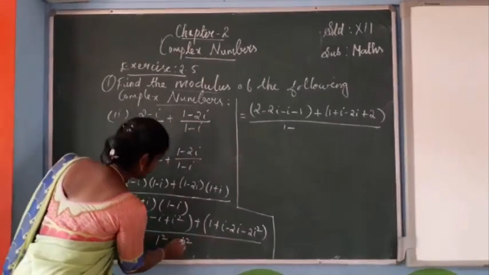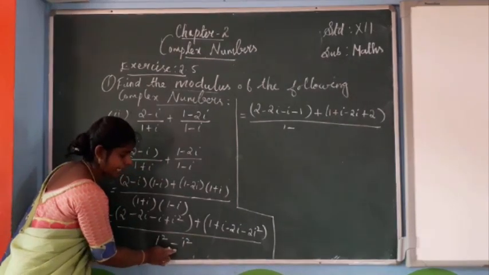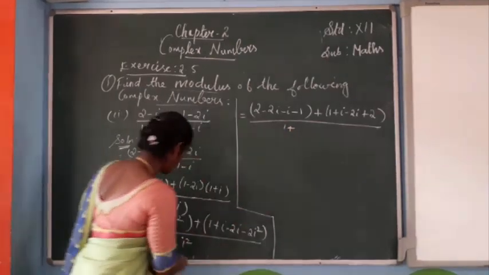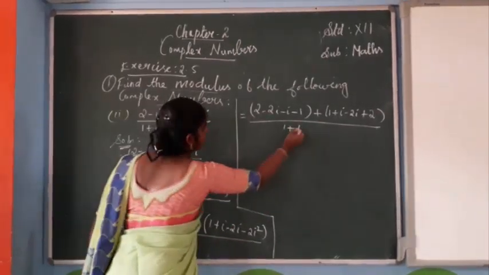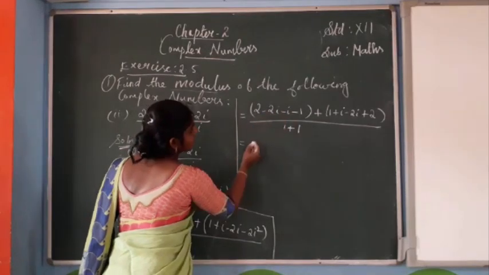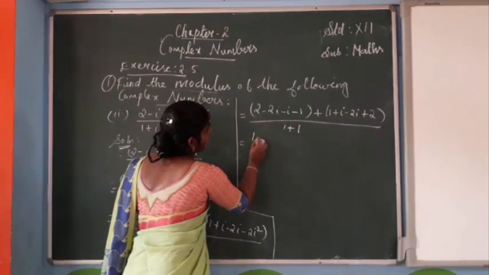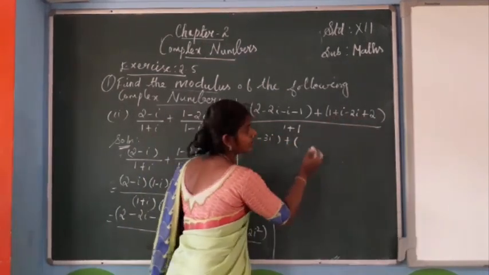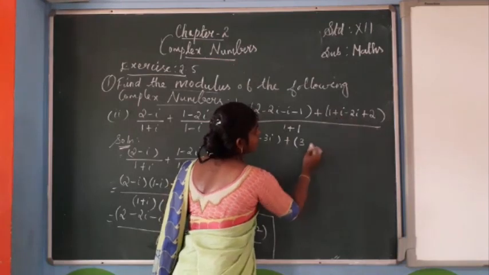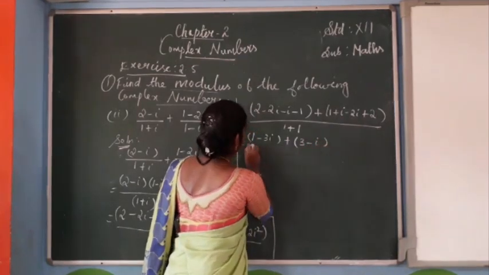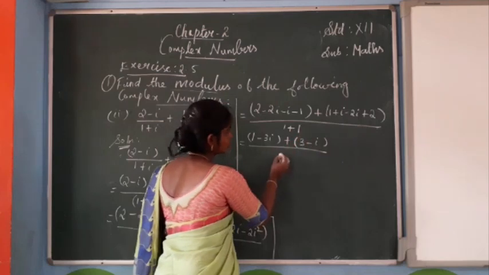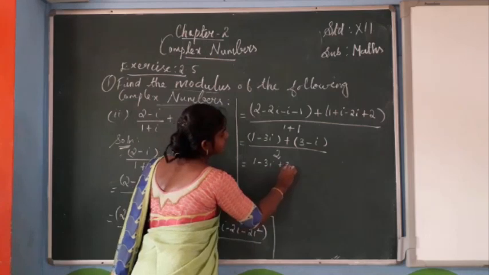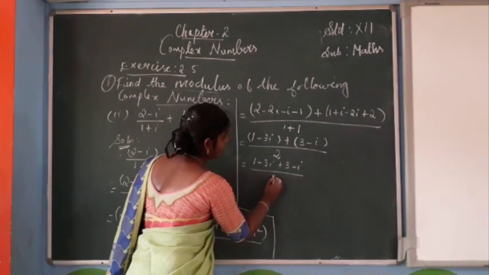Minus 1. So after this is i square. Okay. 1 square minus i square. So 1 plus i square value is minus 1. So plus 1. That's equal to 2 minus 1, the value is 1. 1 minus 3i plus 1 plus 2, the value is 3. 1 minus 2 minus i divided by 1 plus 1, 2. That's equal to 1 minus 3i plus 3 minus i divided by 2.